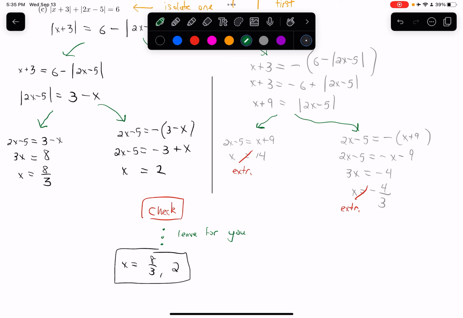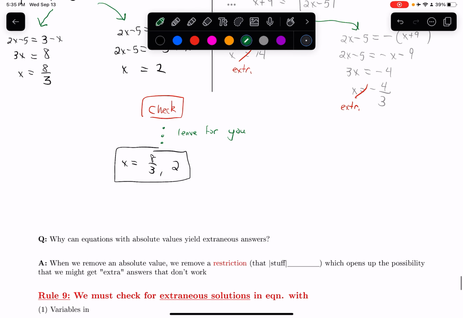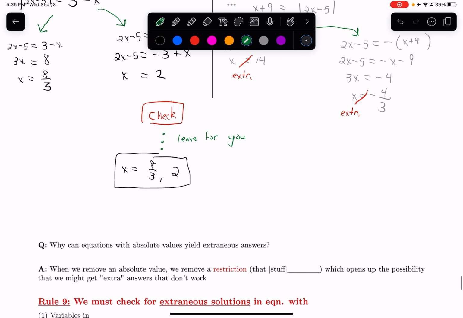Okay. So what I want to end this video by briefly discussing is why, when we have equations with absolute values, why can they potentially give us these extraneous answers? It doesn't always happen, but it can. So why is that?